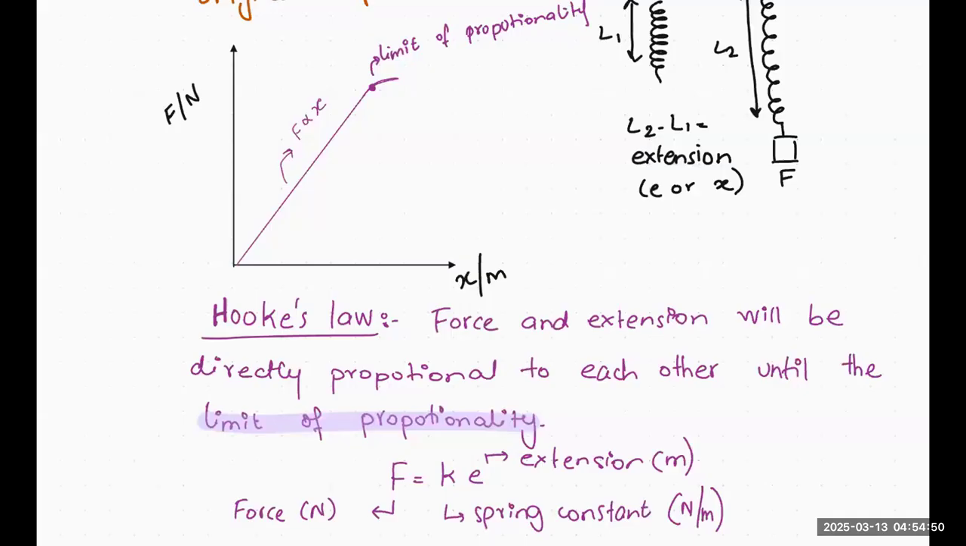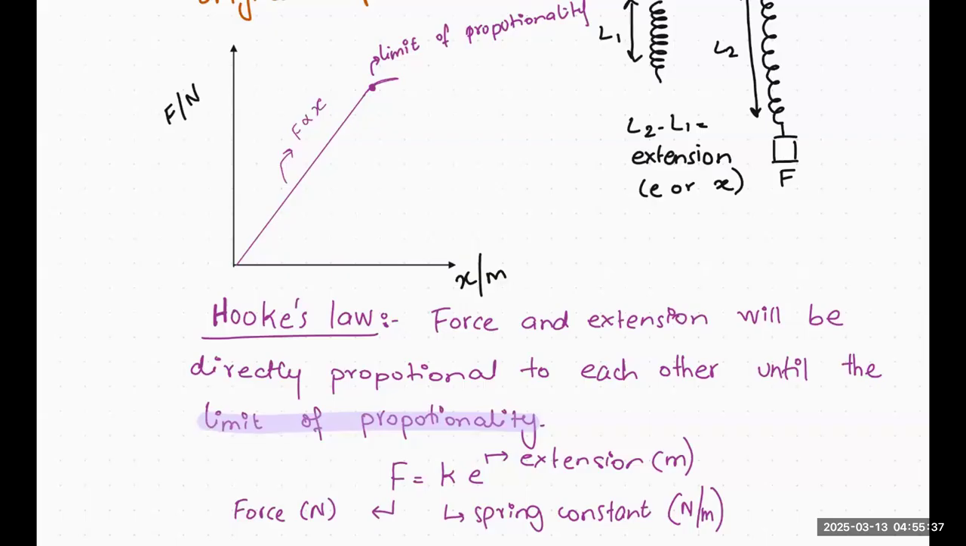Okay. Then when we talk about limit of proportionality, sometimes students have a small confusion. They think that the limit of proportionality is the point after which the elasticity ends. That's what students often believe. Okay. But that's not true. It's not the point where the elasticity ends. It is simply the point where force and extension will no longer be directly proportional to each other. That's all that it means.